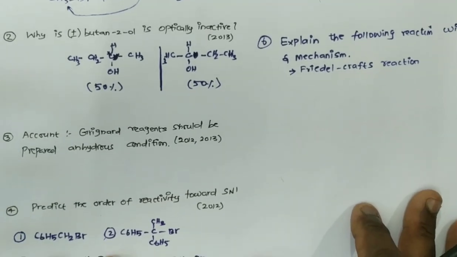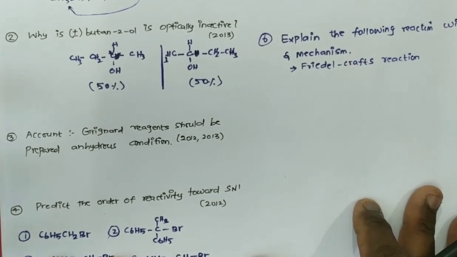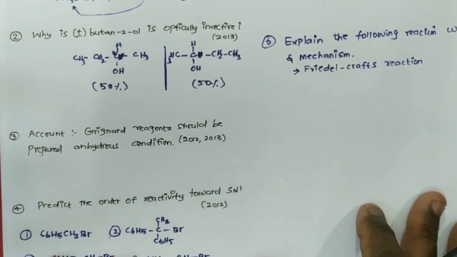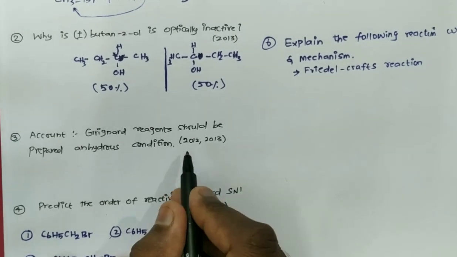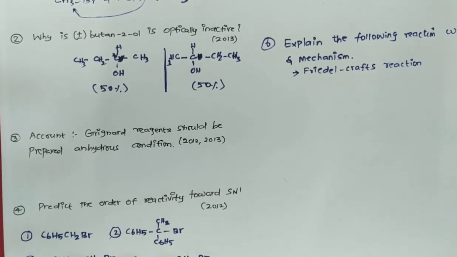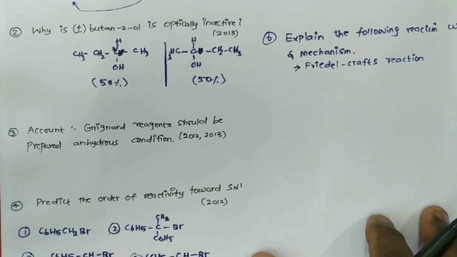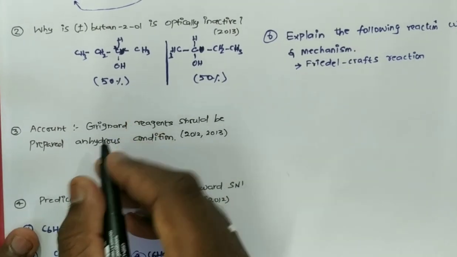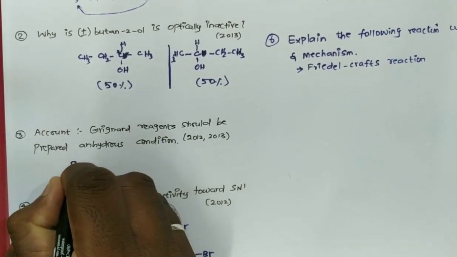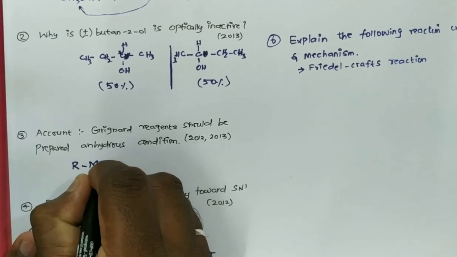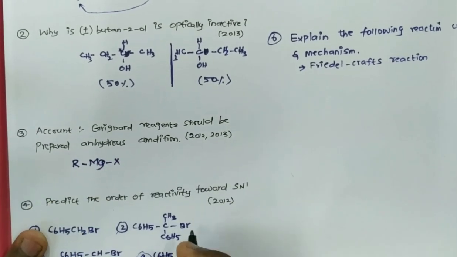And the third question: why should Grignard reagent be prepared under anhydrous conditions? This was asked in the years 2012 and 2013. First of all we have to know what a Grignard reagent is. Its general formula is RMgX. That's a Grignard reagent.